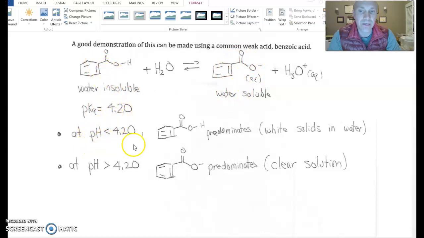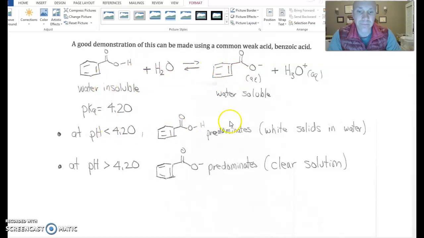Whenever you get the pH below 4.2, you're going to notice that this is going to be the predominant form. But all you have to do is add a couple of drops of sodium hydroxide to this mixture. That gets the pH above 4.2, and all of a sudden everything is clear, and this would be the predominant form. If you wanted to then take that solution and turn it back, all you'd have to do is add a couple of drops of HCl. It would go back to this form right here.